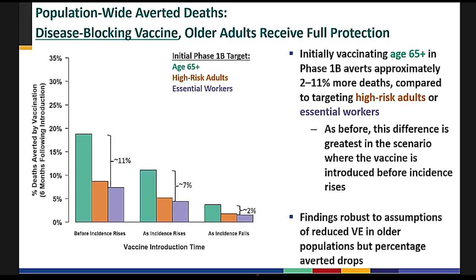These results indicate that if the goal is to avert more deaths, then initially vaccinating adults age 65 plus in phase 1B averts approximately 2 to 11% more deaths compared to initially allocating those doses of vaccine to high-risk adults or essential workers. As before, the difference is greatest in the leftmost scenario where the vaccine is introduced before incidence rises, and is approximately 2% in the rightmost scenario where the vaccine is introduced as incidence falls. Next slide. And next slide.